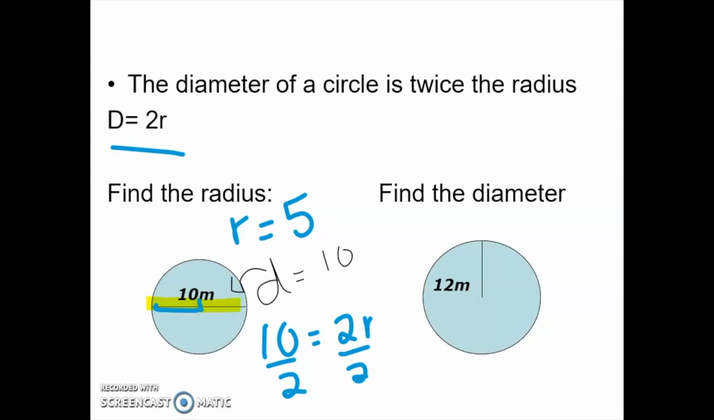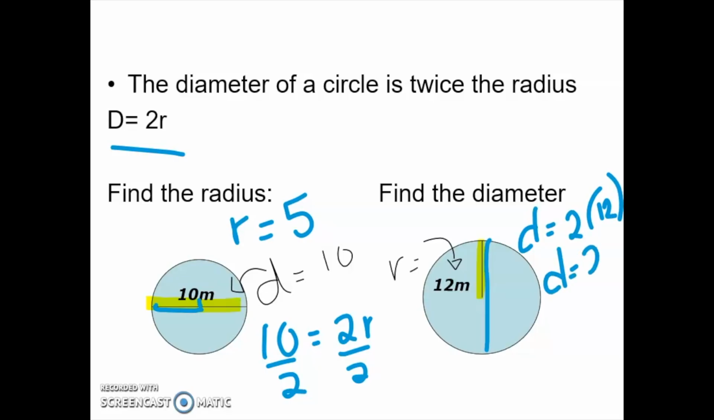Now, if we look at the second image of our circle, this time we've only been given that halfway distance. So we've been given the radius. Our radius is 12. Our diameter would need to go all the way across. So that would be twice the distance. So because we know our radius, we can just multiply our 12 times 2 to get our diameter of 24.